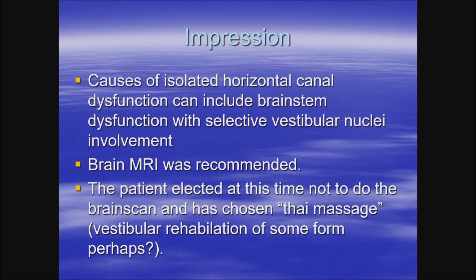And is this possible? Yes, there are references in the literature that you can have isolated horizontal canal dysfunction. And when you do have such cases, you should recommend a brain MRI, because there are certain brainstem lesions that can affect the vestibular nuclei in a specific way to cause isolated bilateral horizontal canal dysfunction. We did ask this patient to do a brain MRI, although she elected not to do so. So I cannot confirm that the patient does indeed have this, but the reason I show this case is to emphasize that you can have certain cases of focal brainstem dysfunction that can give the impression that you may be dealing with peripheral vestibulopathy.